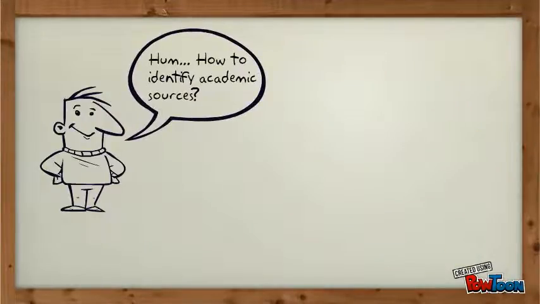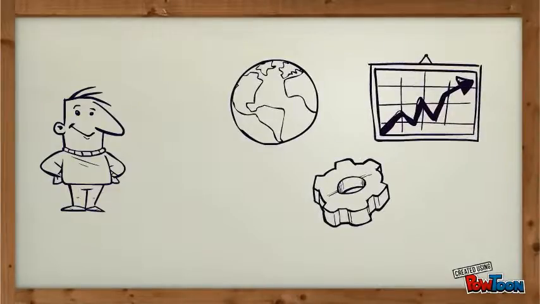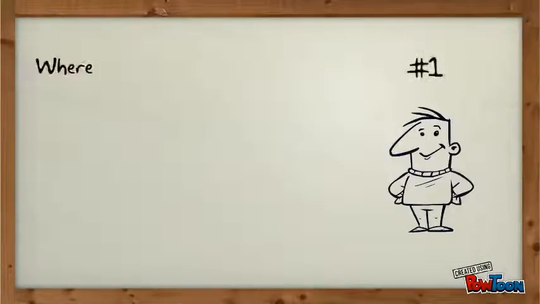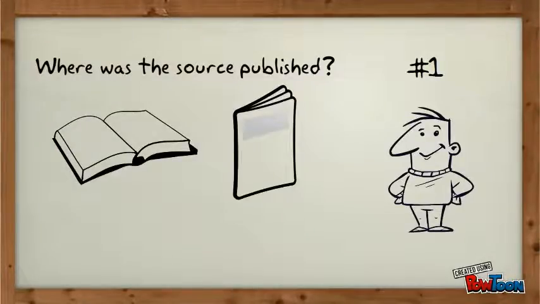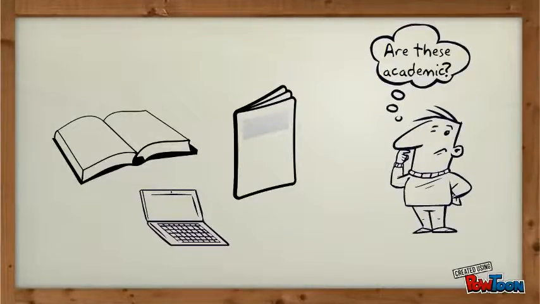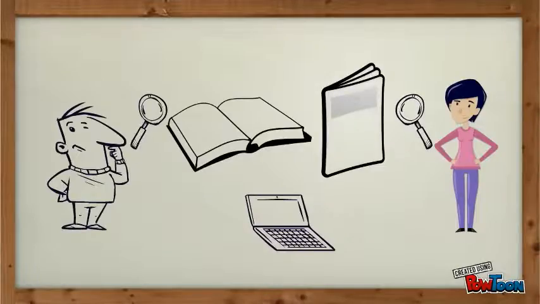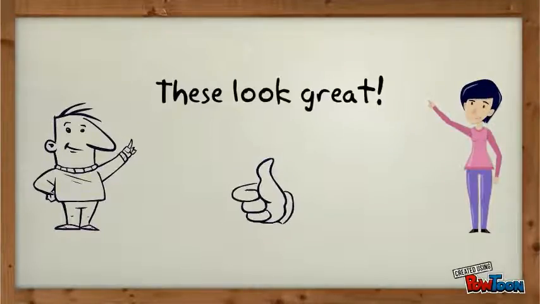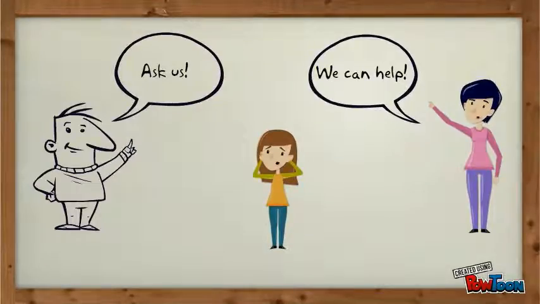So, how can you tell if a source is academic? While there are of course many different kinds of academic sources, let me offer you three common features of all of them. First, where was the source published? Academic sources, not surprisingly, tend to appear in academic journals or academic books. One way to tell if a journal or book is academic is to see if it is peer-reviewed. That means other experts looked over the essay or article in question and said it was okay. If you are still in doubt, you can also ask your professor if a journal or book is academic. They'll almost certainly be able to tell you.